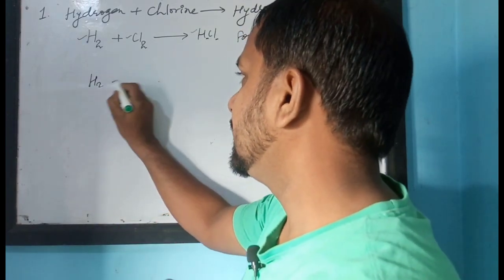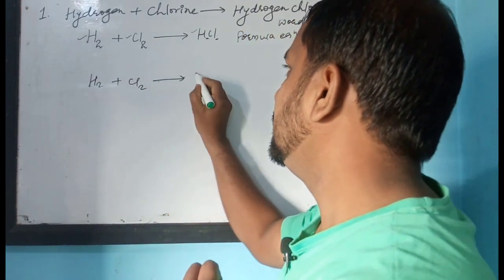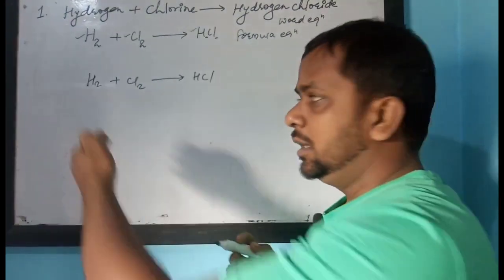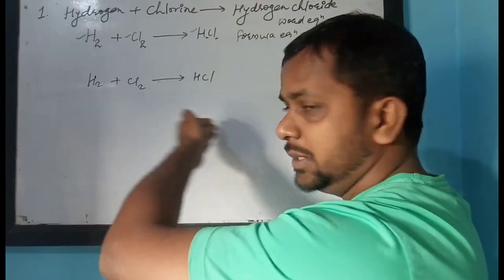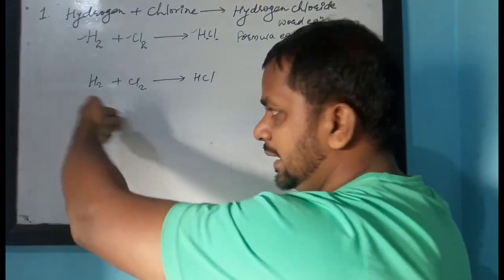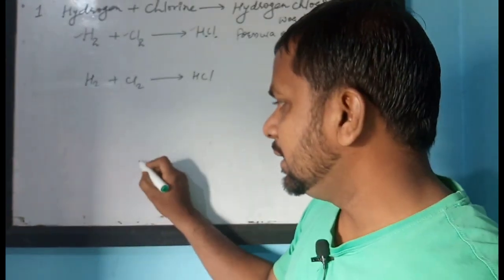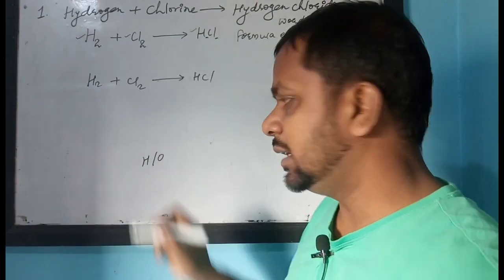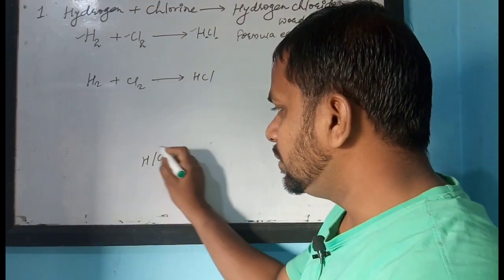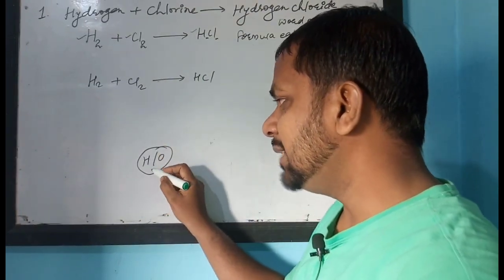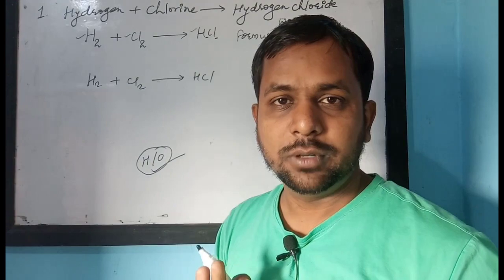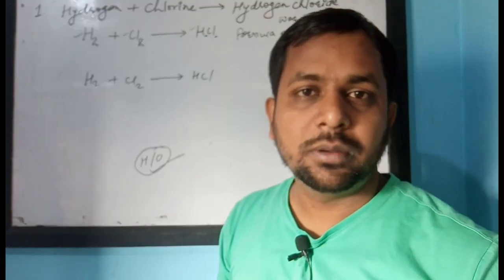Let us write this again. Cl2, it is coming as Cl. We have to move from the left side. And if hydrogen or oxygen is present, we should not balance it at first. We have to balance the hydrogen and oxygen at last. So the other atoms we have to balance first.